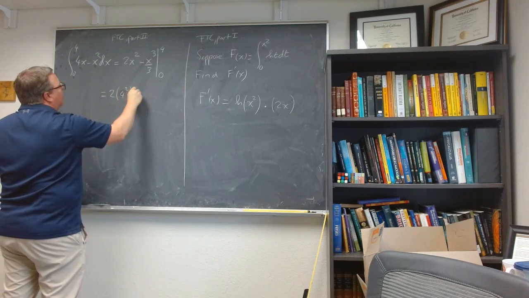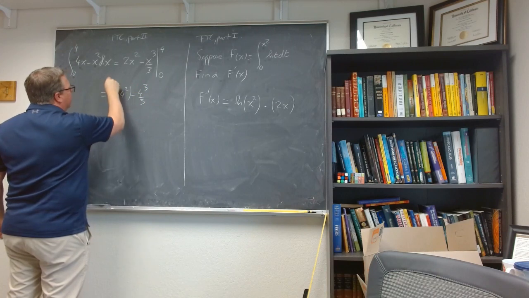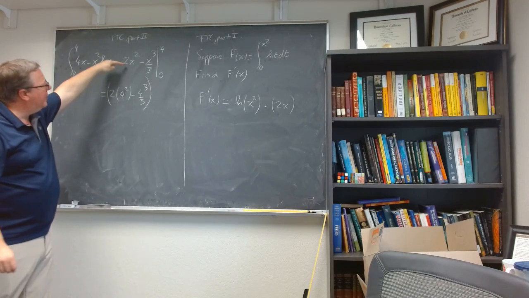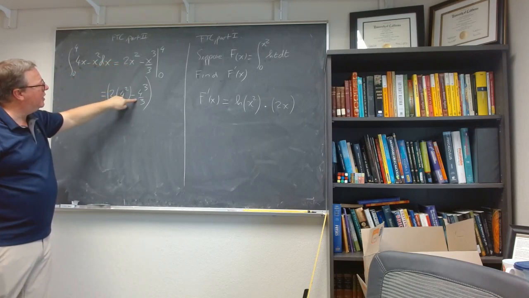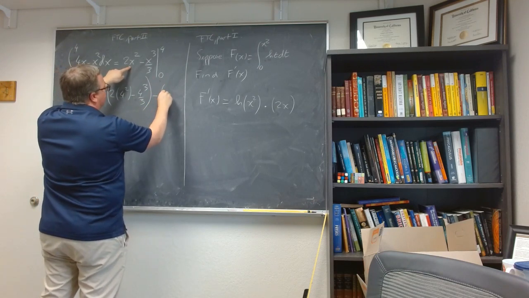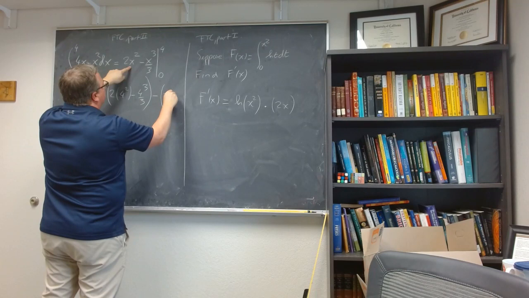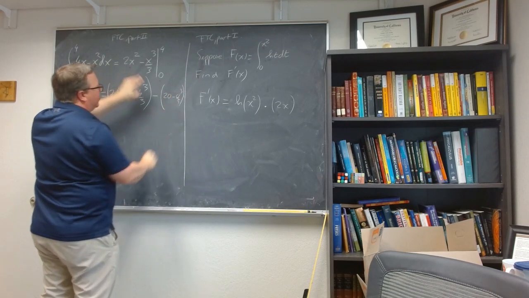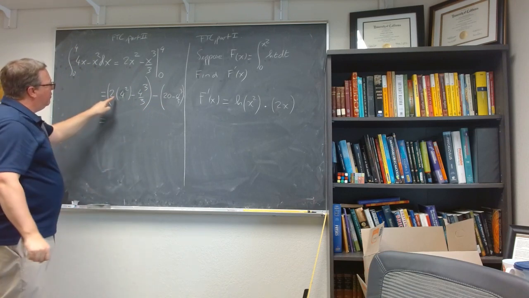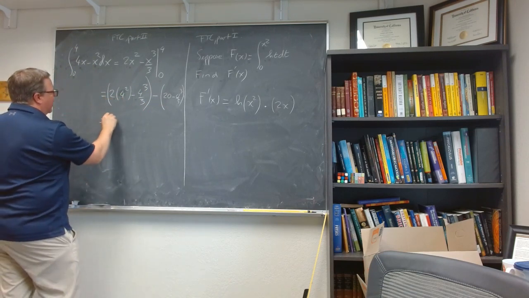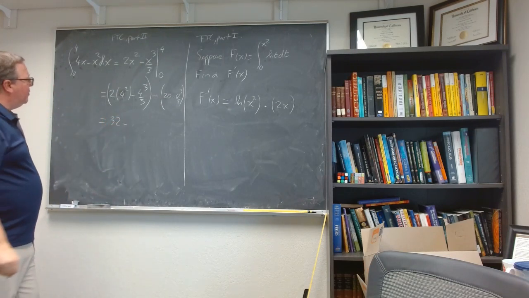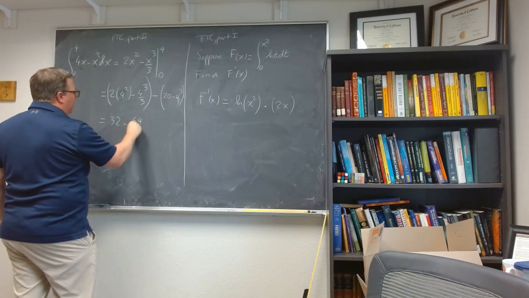So plug in 4, we're going to get 2 times 4 squared minus 4 cubed over 3. I'm going to put parentheses around it just so that I can see that this is the antiderivative where I've plugged in 4. And then I'm going to subtract where I plug in 0. And here I'm going to have 2 times 0 squared minus 0 cubed over 3. That's just going to be 0. So finishing off the evaluation, we get 2 times 16, that's 32, minus 4 cubed is 64 divided by 3.